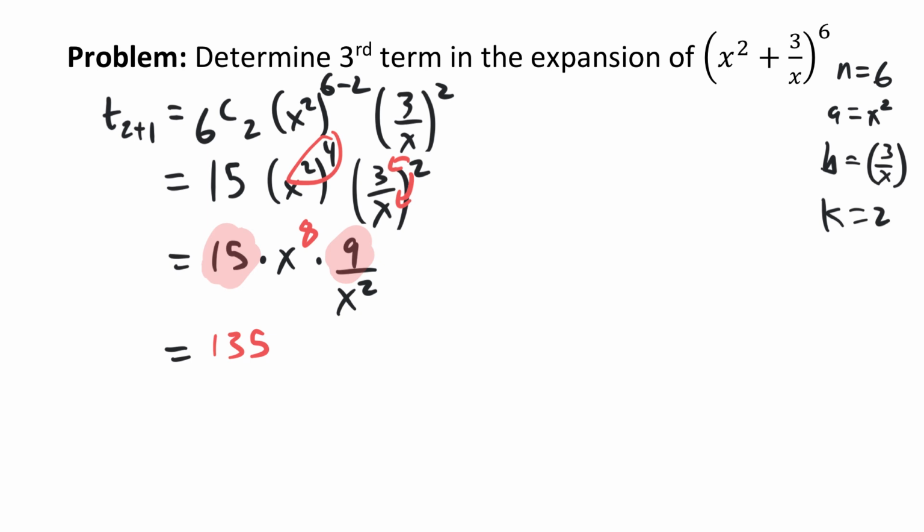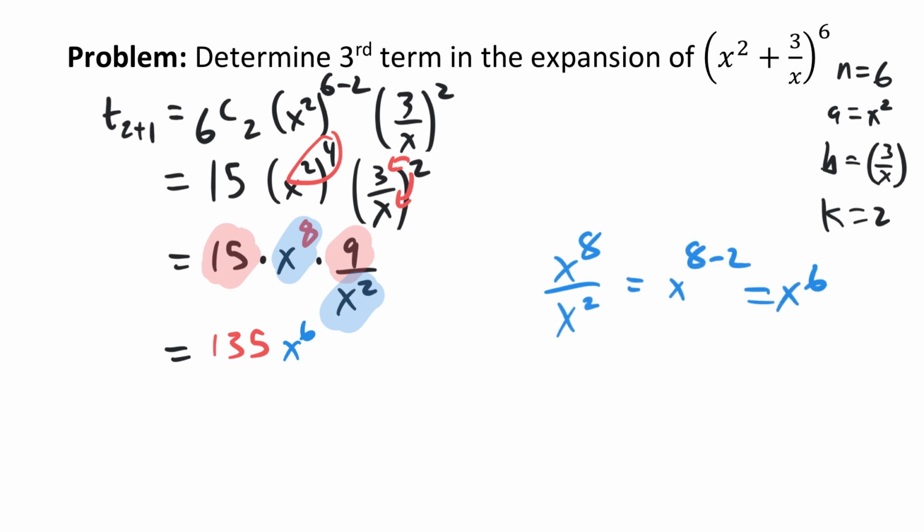But we also have to combine the x to the 8 and the x to the 2. Remember, when you have an x on the top and the x on the bottom, the way we work on these is we subtract their exponents. So you get x to the power of 6. It's like x to the 8 divided by x to the 2, which is x to the 8 minus 2, x to the 6. All right, so this will be our answer.